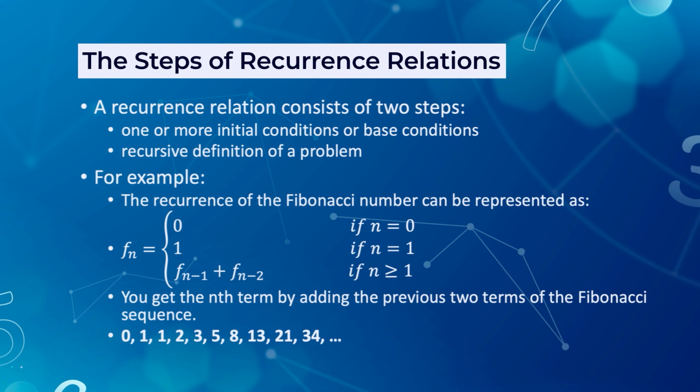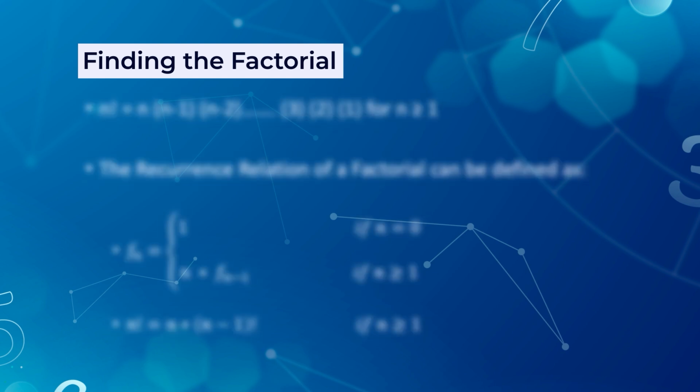So, this is typically a recurrence relation. The recurrence relation which we have represented is Fn equals 0 if n equals 0, Fn equals 1 if n equals 1, and Fn equals Fn minus 1 plus Fn minus 2 if n is greater than or equal to 2. What are the base conditions here? For n equals 0 and n equals 1. These are the two base conditions, and the recursive definition is Fn equals Fn minus 1 plus Fn minus 2.